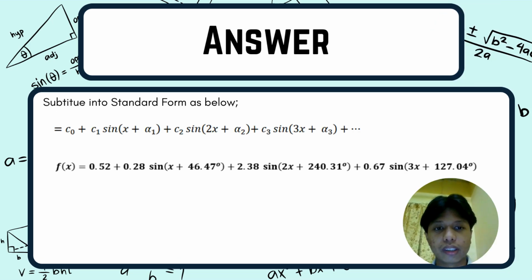So after we calculate the first, second, and third harmonics, we can substitute every value into the standard form as below: f(x) equal to c naught plus c1 sin(x + alpha 1) plus c2 sin(2x + alpha 2) plus c3 sin(3x + alpha 3). After we substitute every value into the equation, the final answer is f(x) equal to 0.52 plus 0.28 sin(x + 46.47°) plus 2.38 sin(2x + 240.31°) plus 0.67 sin(3x + 127.04°).